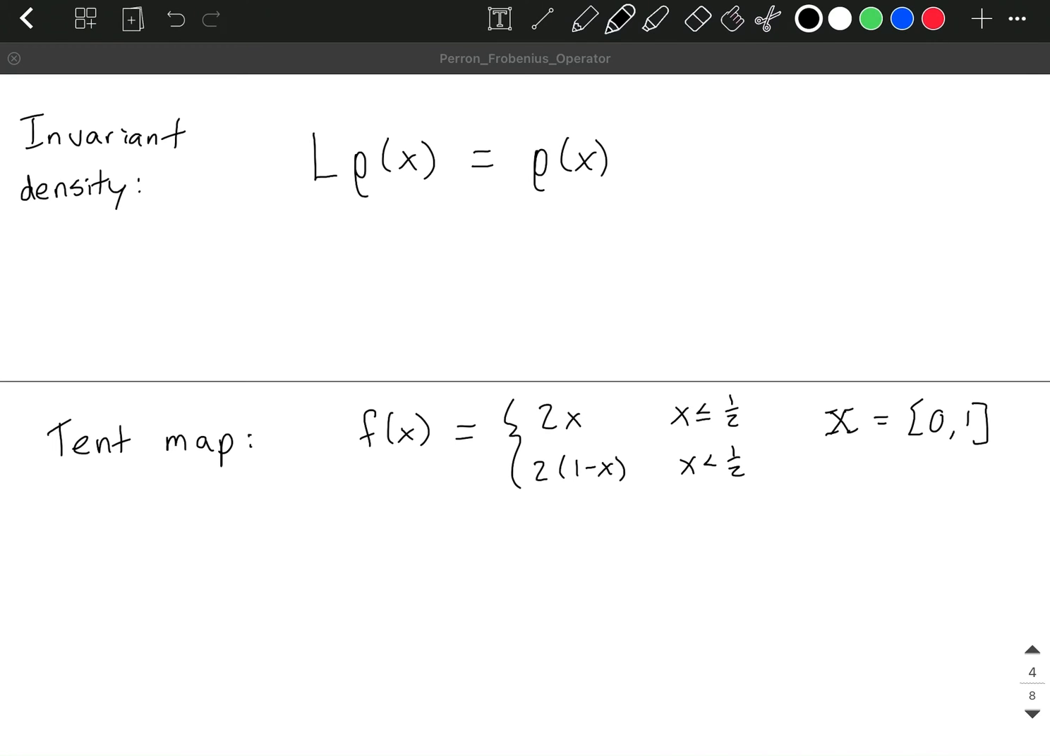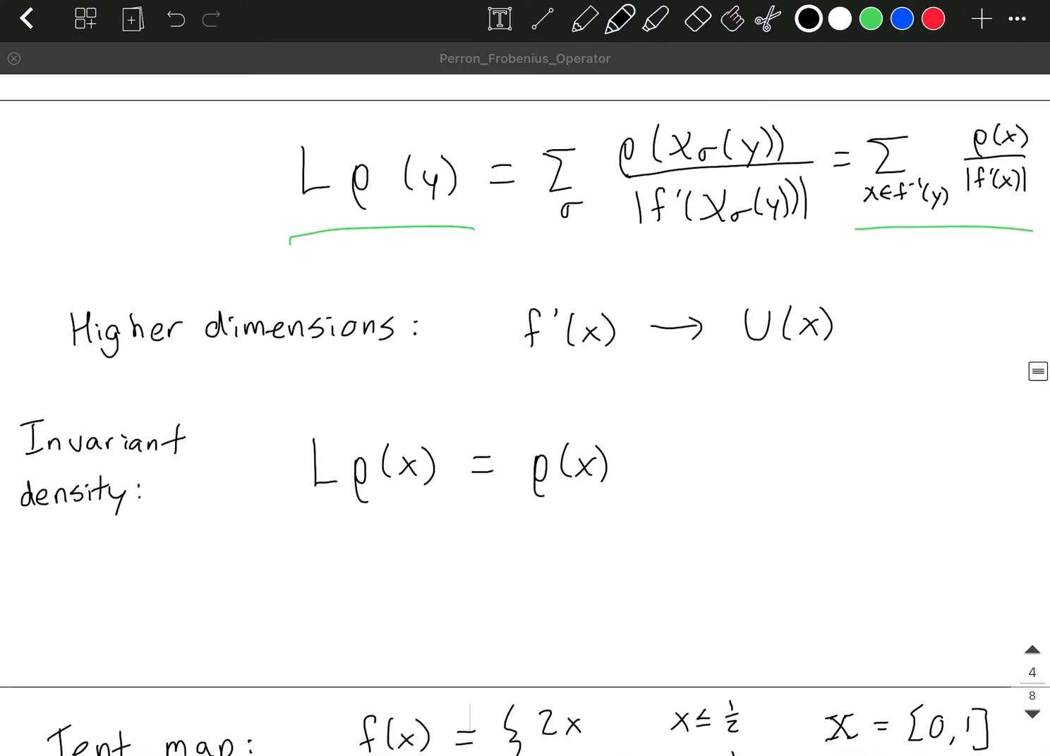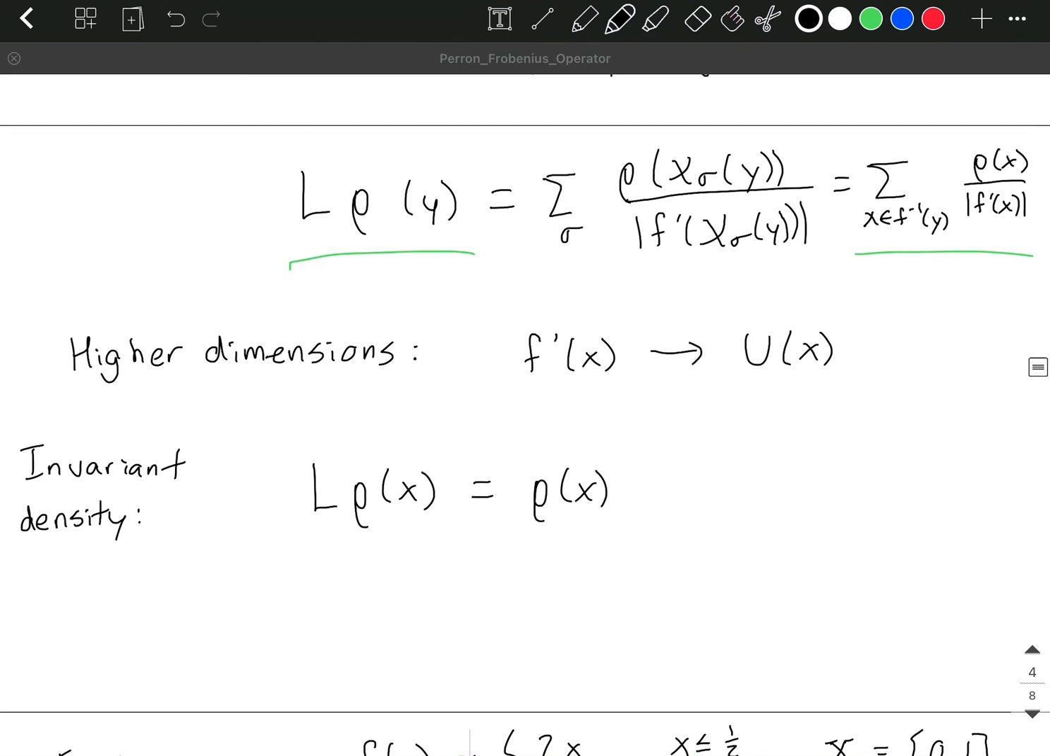Now, the invariant density can actually be found through a geometrical consideration, but we'll leave that discussion for another time. Let's go ahead and find the Perron-Frobenius operator and then the invariant density from there. Looking back at our expression for the operator, we need to find two things from the map: the preimages and the derivative of the map.